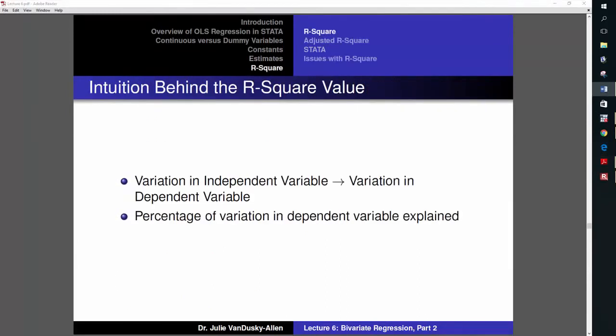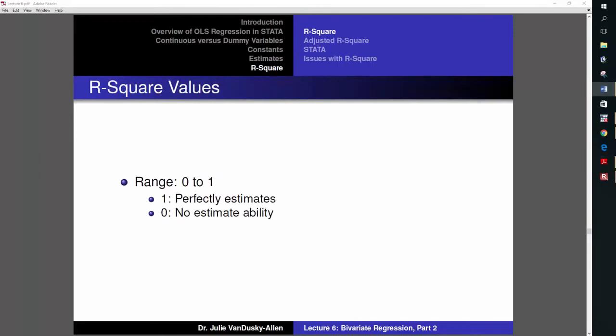I'm going to teach you about another statistic associated with regression. It is called the R-square. Recall that in regression, we expect variation in the independent variable to explain variation in the dependent variable. The R-square tells us how much the variation in the dependent variable is explained. The R-square ranges from 0 to 1. 1 means the regression equation perfectly estimates the dependent variable. 0 means the regression equation explains none of the variation in the dependent variable.